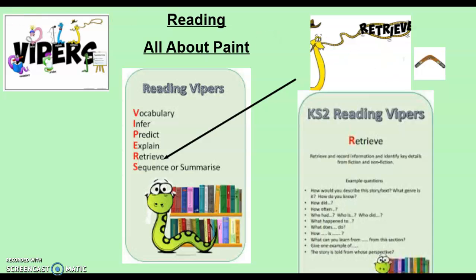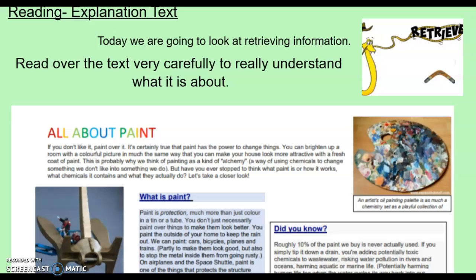So let's look carefully at our explanation text. Now I've read this to you before and we've also looked at it today. If you're not sure about reading it by yourself, go back and watch one of the other videos. Okay, so we're going to be retrieving information from our explanation text all about paint.